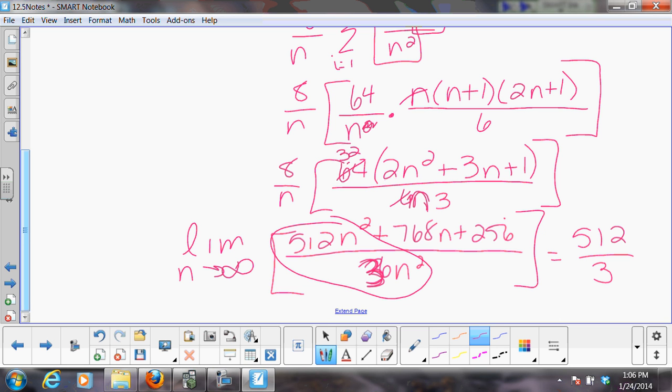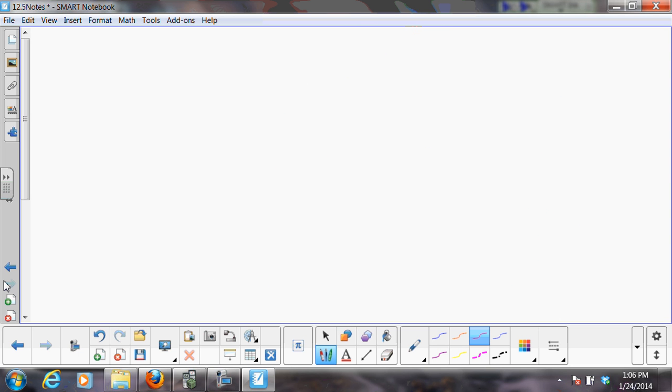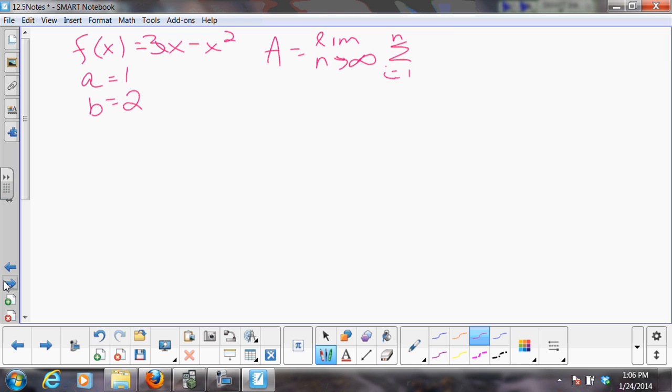I'm going to do C. All right, so C, our function is 3x minus x squared. A is 1, B is 2. So the area equals the limit as n goes to infinity of our summation from 1 to n, f of 1 plus (2 minus 1)i over n, times (2 minus 1) over n.